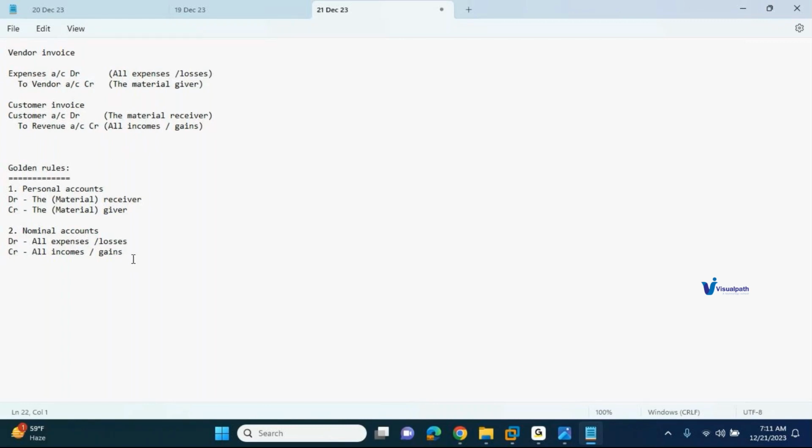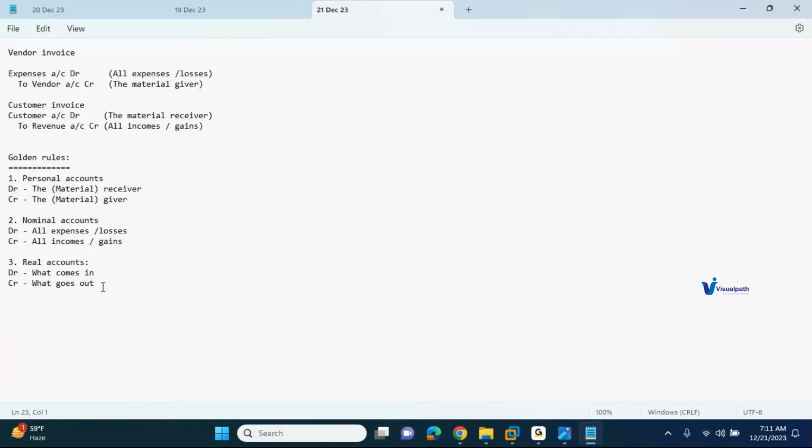Third rule, real account. Debit what comes in, credit what goes out. So this rule is for payment, vendor payment. For vendor payment, money is going out. So here, what comes in? You can add here money.